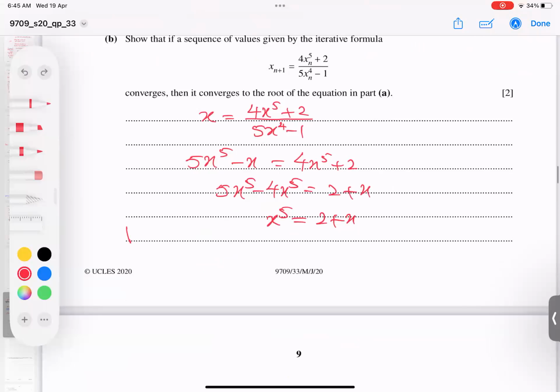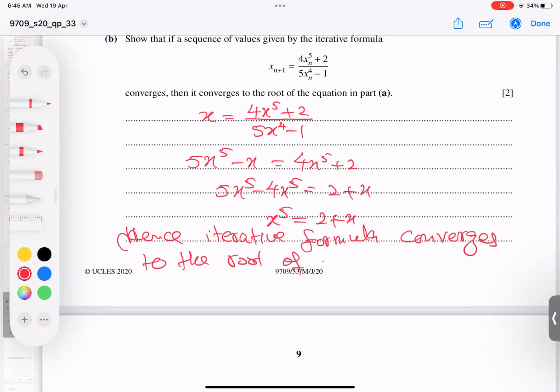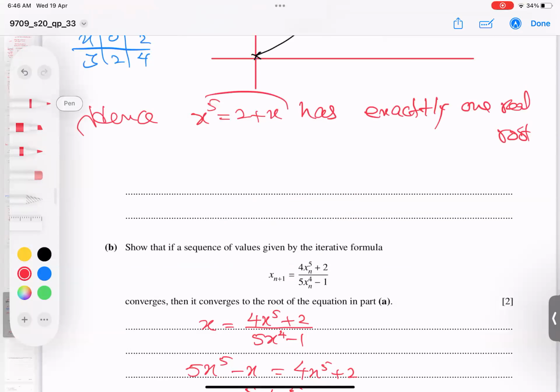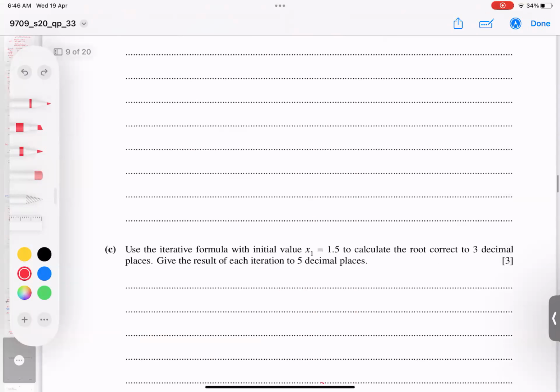So say: hence the iterative formula converges to the root of the equation in part A. Short story, the answer of this equation is the same as the answer of this equation. They match. That's it. Let's go for the next part.